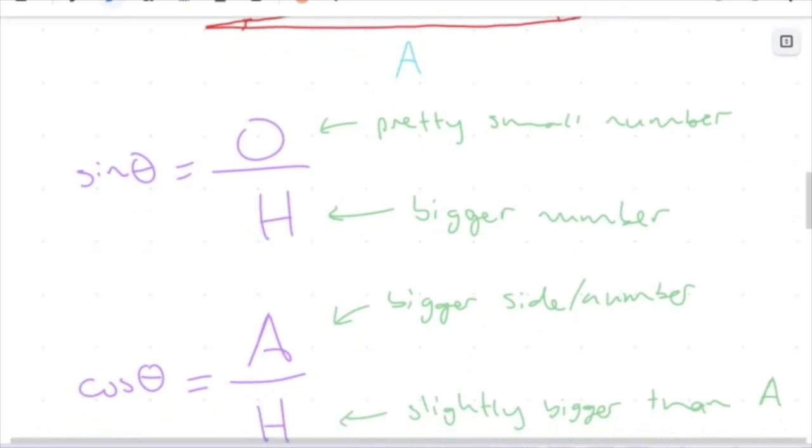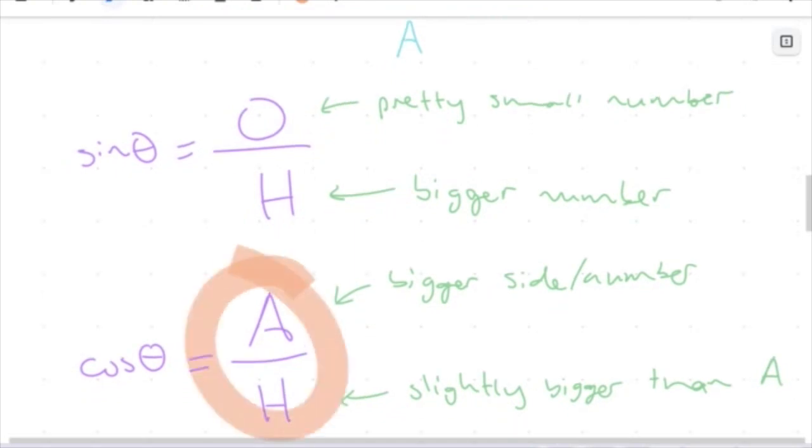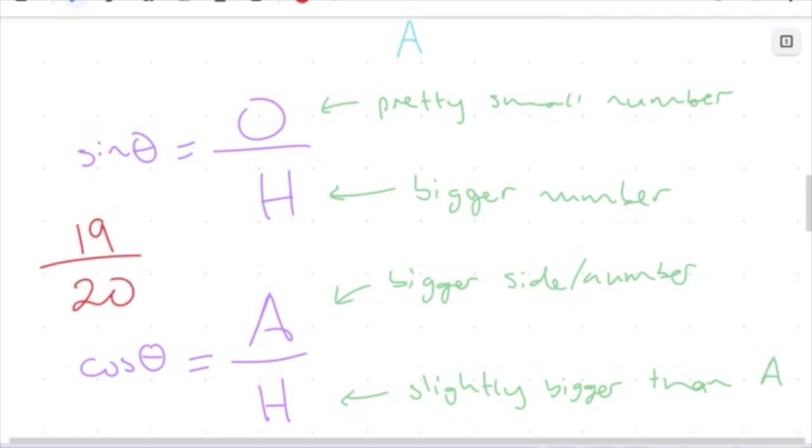So I'm going to get, for cos, a bigger side, and my hypotenuse is going to be also a bigger number, but it's going to be ever so slightly bigger than my adjacent. So if we think of this as a fraction, this is a bigger number, let's say for example 19, over a slightly bigger number on the denominator. Now I'm just pulling these numbers out of nowhere. These are just little thought experiments to get you thinking about how these sides interact.